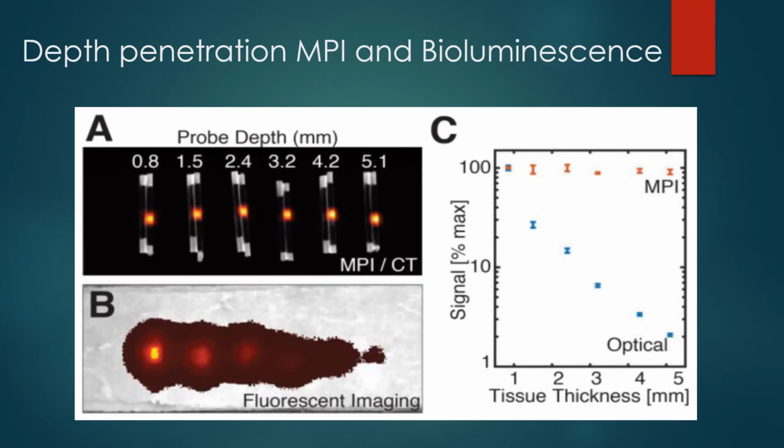This slide shows the examination of depth penetration between the MPI and bioluminescence method. In figure A, you can see that when we go into deeper tissues, it doesn't affect the MPI signals. But in figure B, in fluorescent imaging, when we go into deeper tissues, the signals are actually diminishing. And figure C also shows a graph of the exponential decrease of signals from the optical method when we go into deeper tissues.